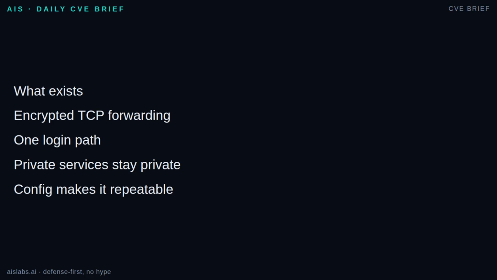ProxyJump solves the path problem. Your laptop does not need direct routing to every private subnet. The Bastion becomes the controlled entry point. The important practitioner move is not memorizing one command. It is putting the pattern in SSH config, so the safe path is the easy path.